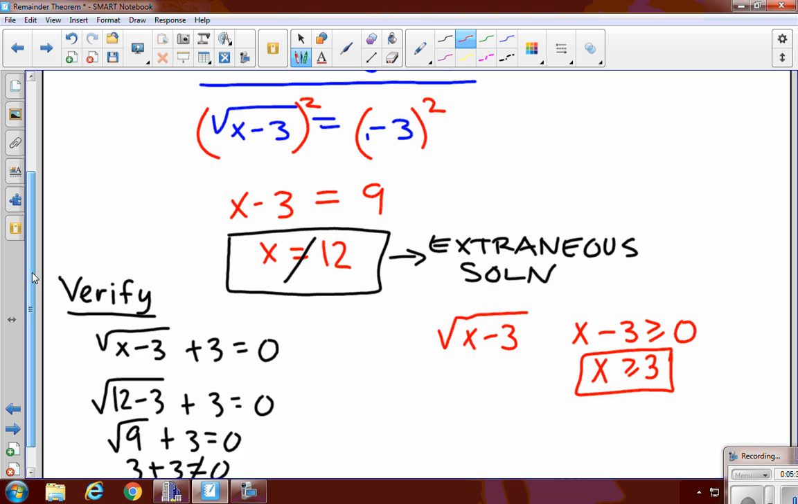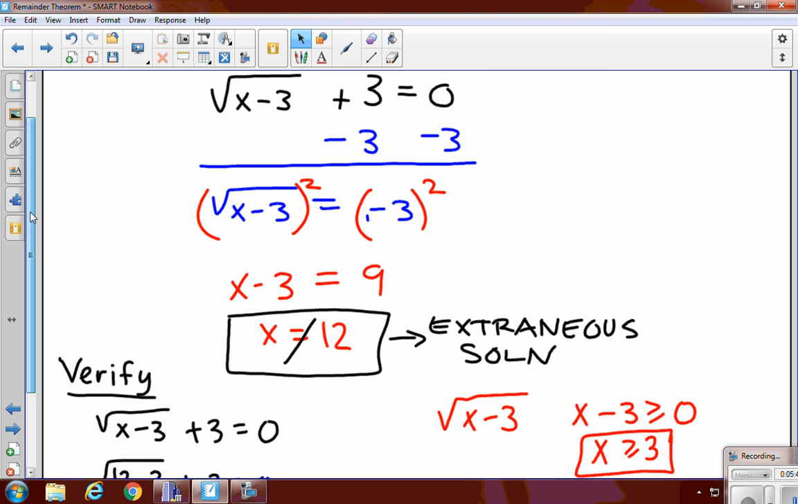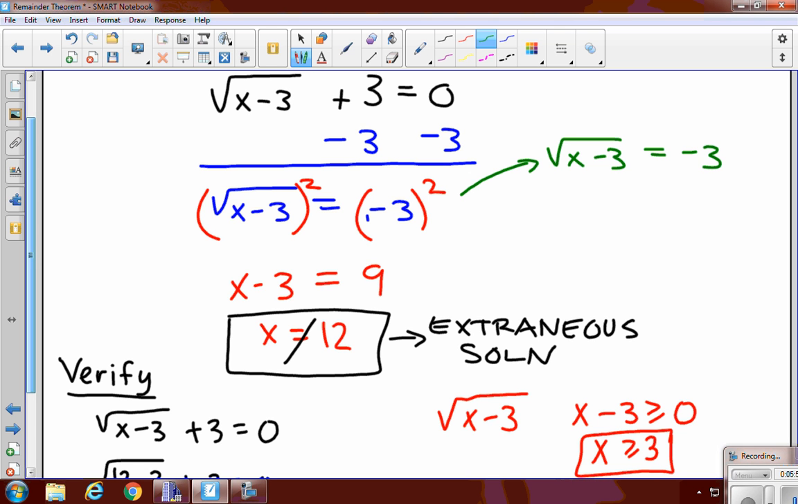Now, I want to point something out here because this is pretty straightforward. We could see it didn't verify. But I want to point something out that was right here before we started to square. What we had was the root of x minus 3 has to equal negative 3. If you examine this, it's basically saying I'm taking the square root of a number and I'm getting a negative 3. Right at this point, we should know that this is not possible. We can't take the square root of a number and get a negative answer. So there we could have already determined that this would have no solution.